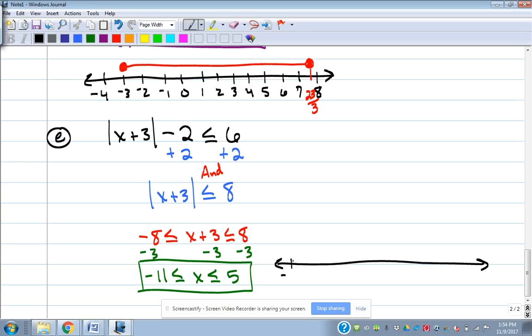So on the number line, I've got to go from negative 11 all the way up to positive 5, or a little bit past each of those. So I'm going to go negative 13, negative 11, negative 9, negative 7, negative 5, negative 3, negative 1, 1, 3, 5, 7. So I just went by 2's with the odd numbers there, just so I didn't have to put as many marks. Filled in circles. Answers are in the middle. It's an and problem.